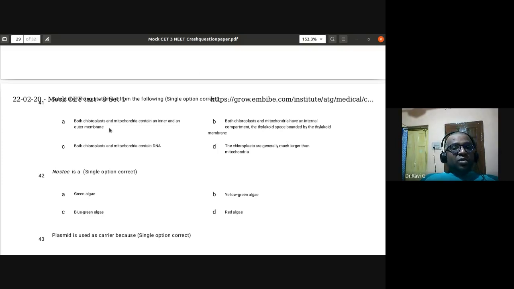Both chloroplast and mitochondria contain an inner and outer membrane, that is there. Both chloroplast and mitochondria have an internal compartment, the thylakoid space bounded by the thylakoid membrane. Both chloroplast and mitochondria contain DNA. The chloroplasts are generally much larger than the mitochondria. So the incorrect statement is that thylakoid space is present only in chloroplast.